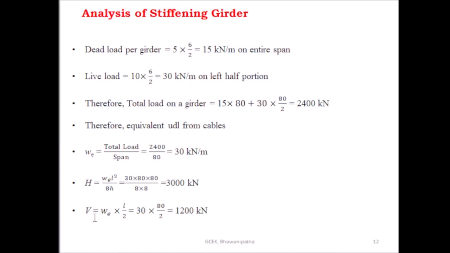Then you can find out the vertical reaction. What is the vertical reaction on the cable? This is the horizontal thrust of the cable, and this is the vertical reaction of the cable. This is WE into L by 2. So WE you got here is 30 kN/m into L by 2, that is 80 by 2. This is equal to 1200 kN.